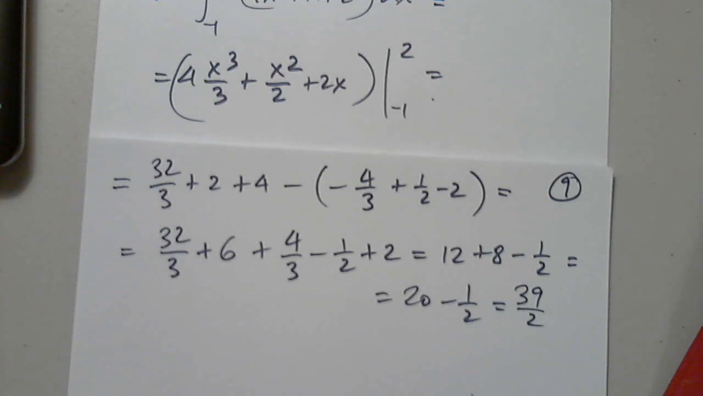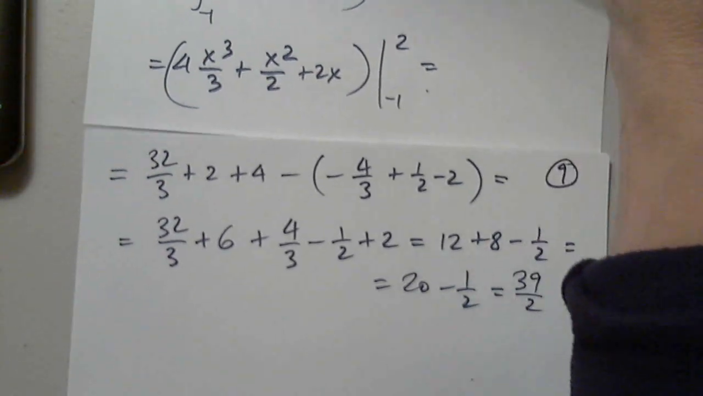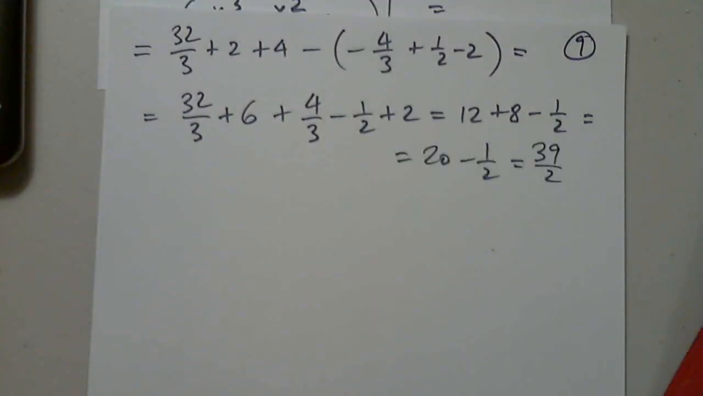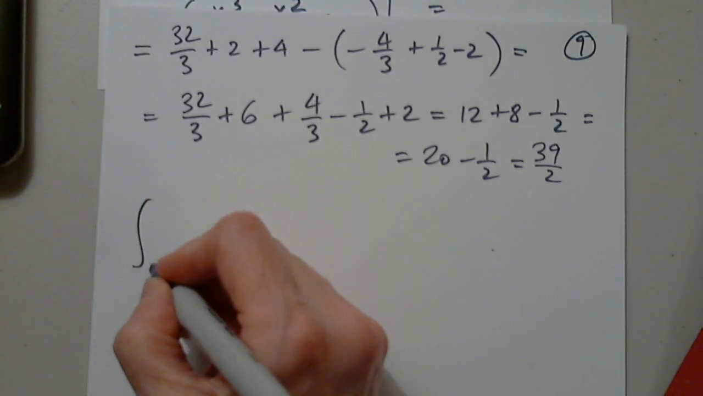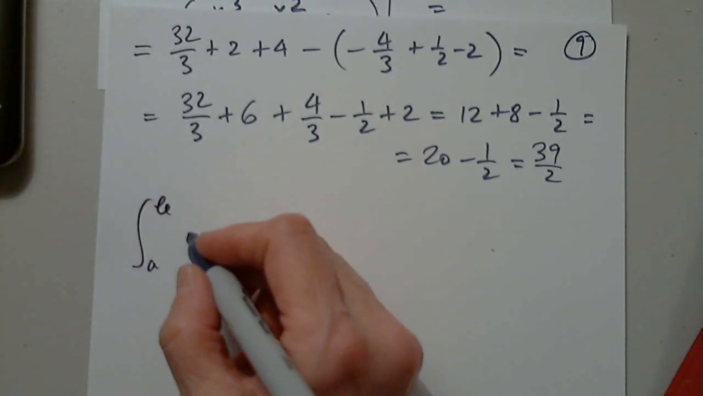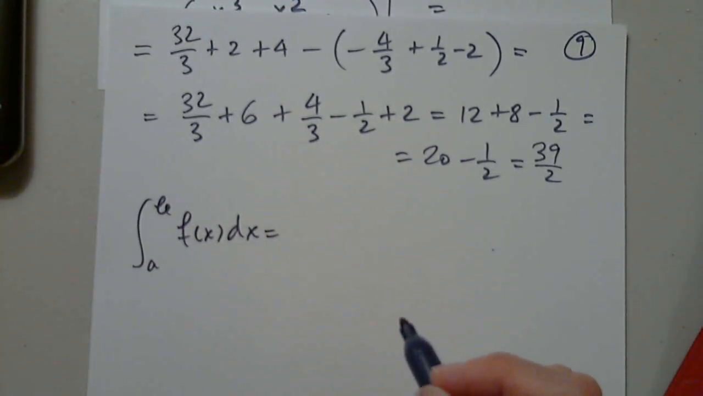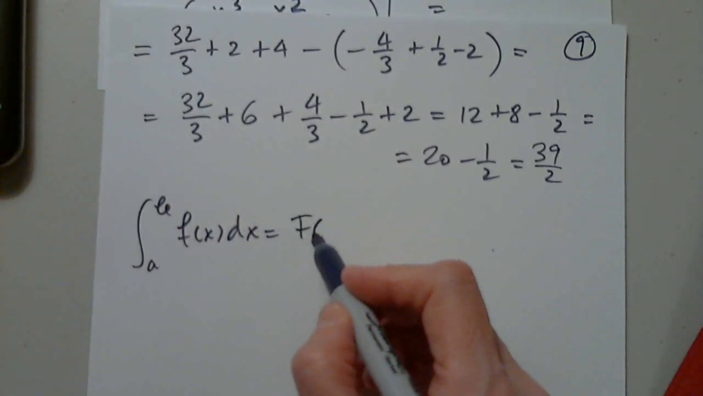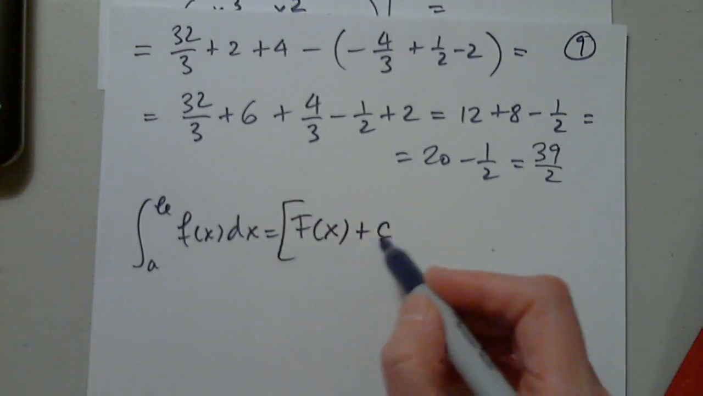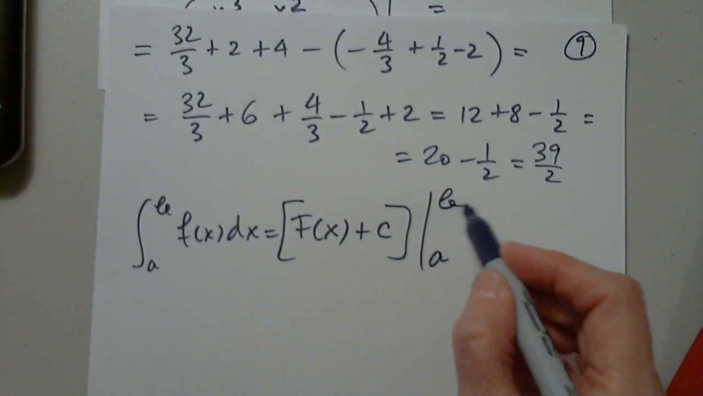I have one question. Previously we were putting plus c, but obviously we're no longer doing that. Very good question, I was expecting that. So if I have the integral from a to b of f of x dx, this should be f of x plus c from a to b. Is that correct?